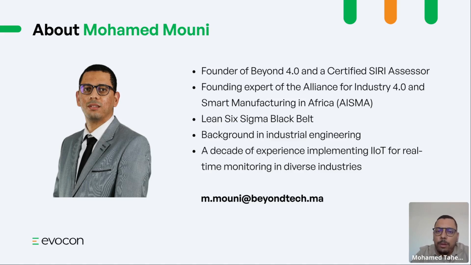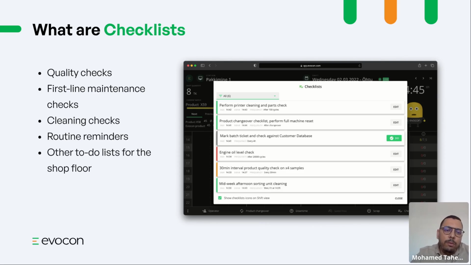So I'm Mohamed Mouni. I'm based in Casablanca, Morocco. It has been almost 4 years since I started the collaboration with Evocon as a trusted partner. I come from a background as a Lean Six Sigma Black Belt, where I worked in several types of industries like automotive, aerospace, and pharma. For 3.5 years or more now, we have collaborated with Evocon in our region in Morocco and North Africa.